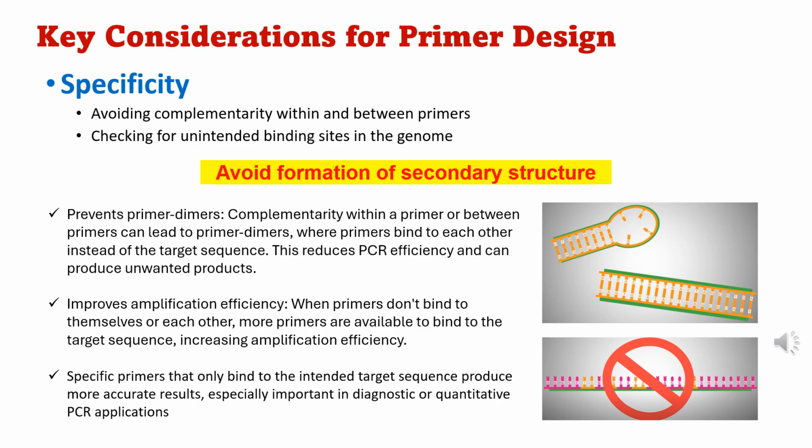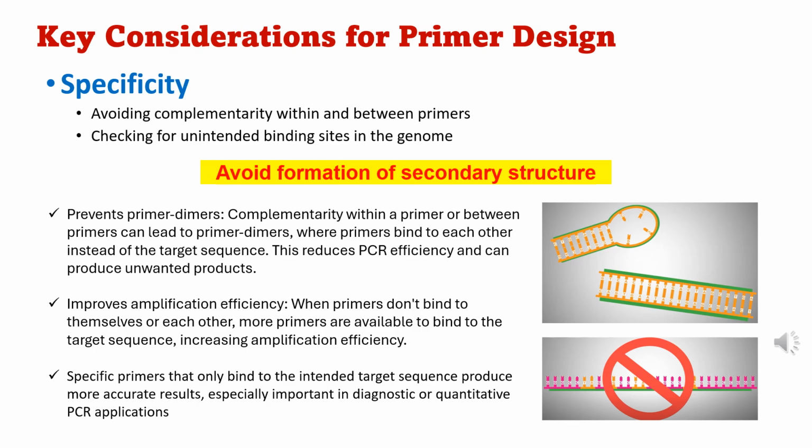Another important parameter to consider is avoiding secondary structure formation, which gives specificity in PCR primer design, and it is crucial for several reasons. For example, avoiding complementarity within and between primers prevents primer dimers, because complementarity within a primer or between primers can lead to primers binding to each other instead of the target sequence, and this reduces PCR efficiency and can produce unwanted products.